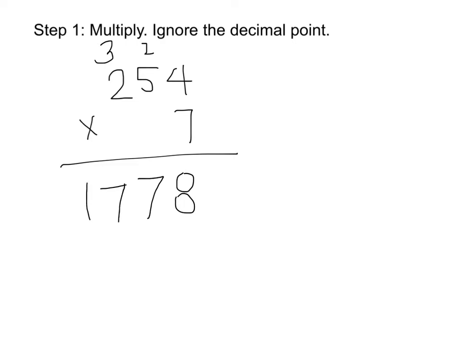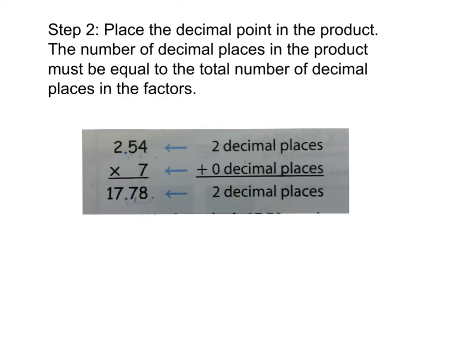Okay, so is my answer 1,778 centimeters in that bracelet? That would be a very long bracelet, huh? Is that reasonable? Okay, so we have to go to step 2. Step 2 says you have to place the decimal point back into the product. Okay? The number of decimal places in the product must be equal to the total number of decimal places in the factors. So let's look again.